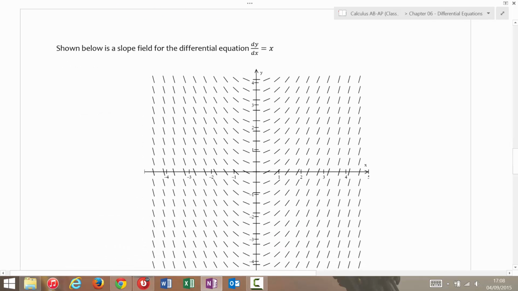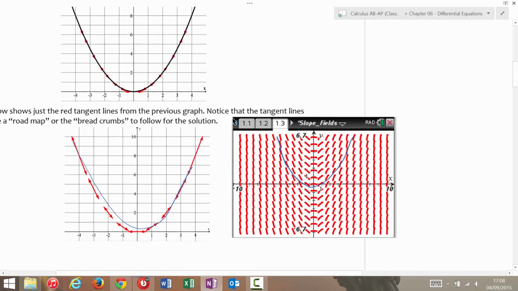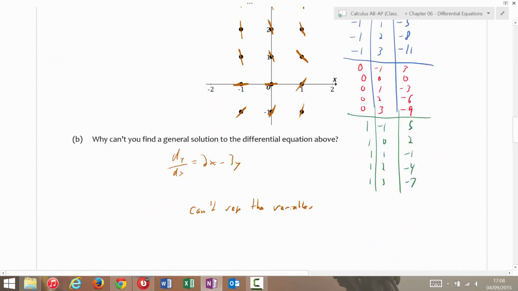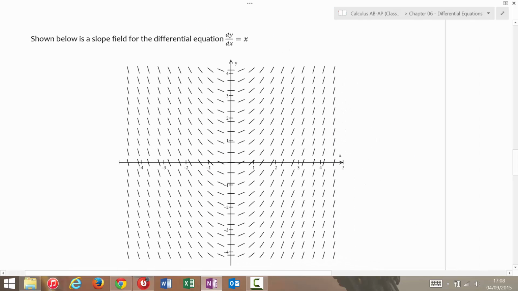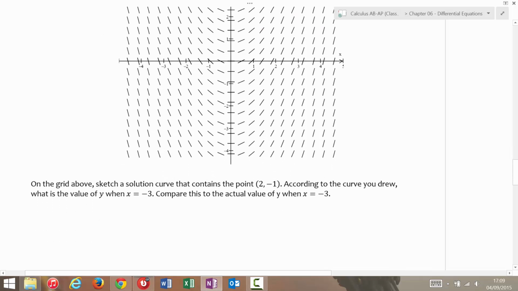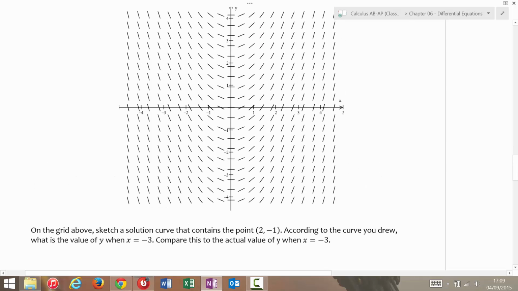Okay, so shown below is the slope field for the one we had above. It's the same one we did right here that I showed you from the graph on the calculator. This is dy/dx is equal to x. This is the one that was x squared over 2 plus c. So if I think about this, what this is showing is just a lot of possibilities. And on the grid above, sketch a solution curve that contains the point 2, negative 1. So we go 2, negative 1. I'm going to put a point here.